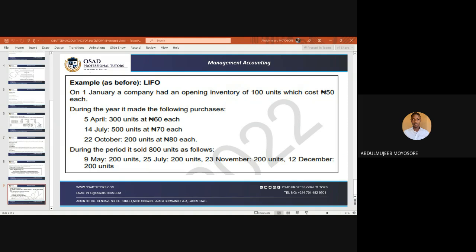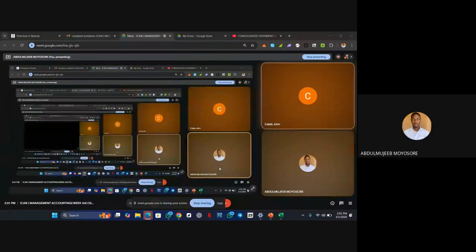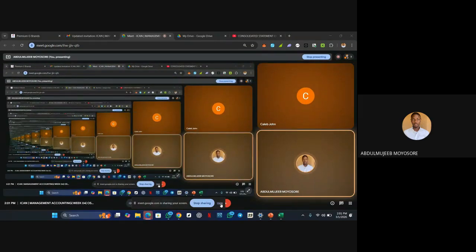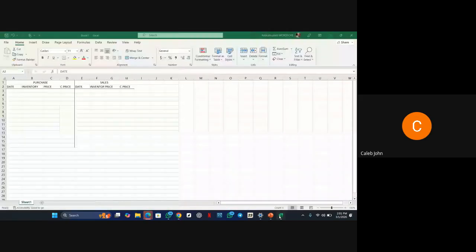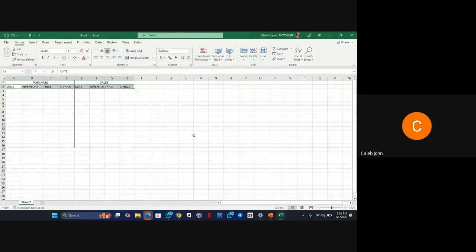Okay, confirm if you can see my bottom border. I need you to confirm. Can you see my screen? Yes, I can see it, but I'm seeing the present sentence. Okay, I can see it now.